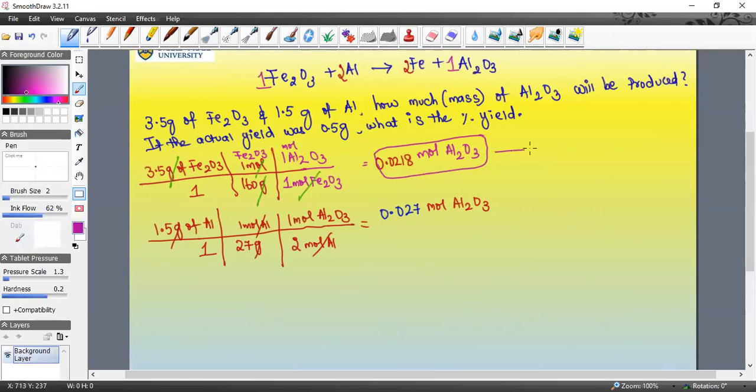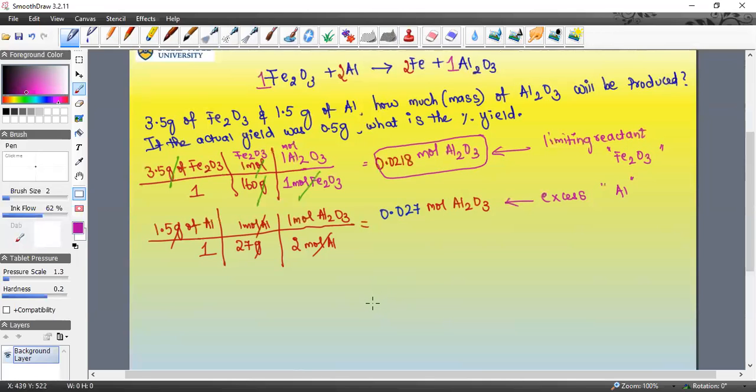So that means this is my limiting reactant. Where do we get this number from? What reactant did we start with? It's iron oxide. And what is my excess? This is my excess, which comes from Al. So excess is Al, limiting reactant is iron oxide.